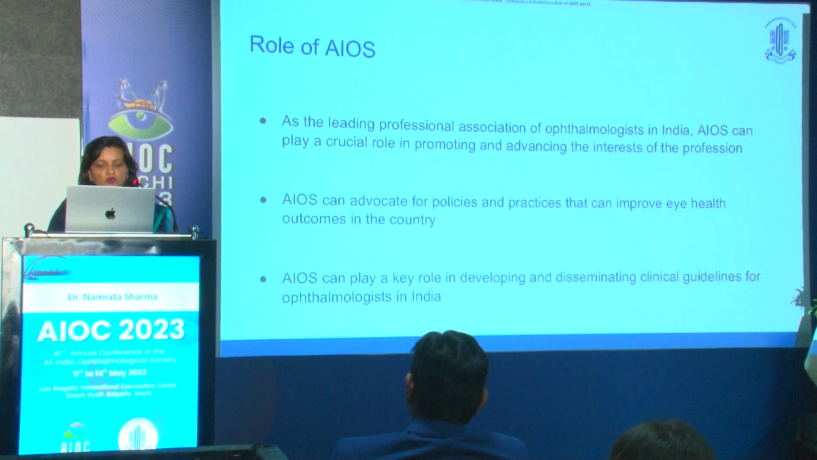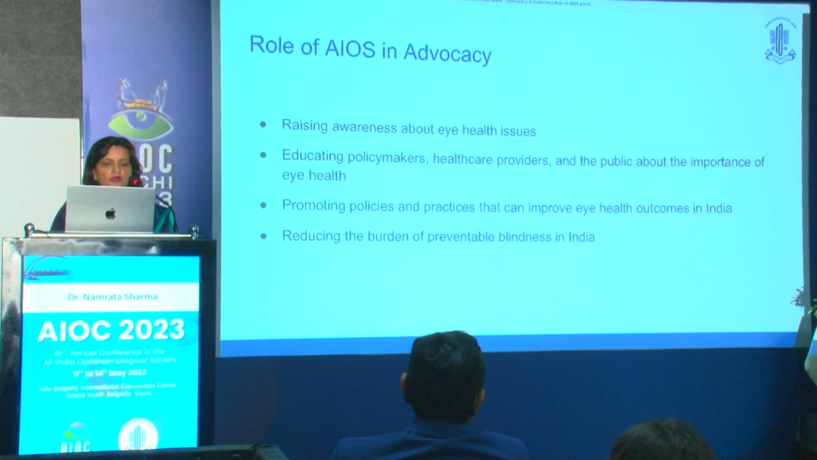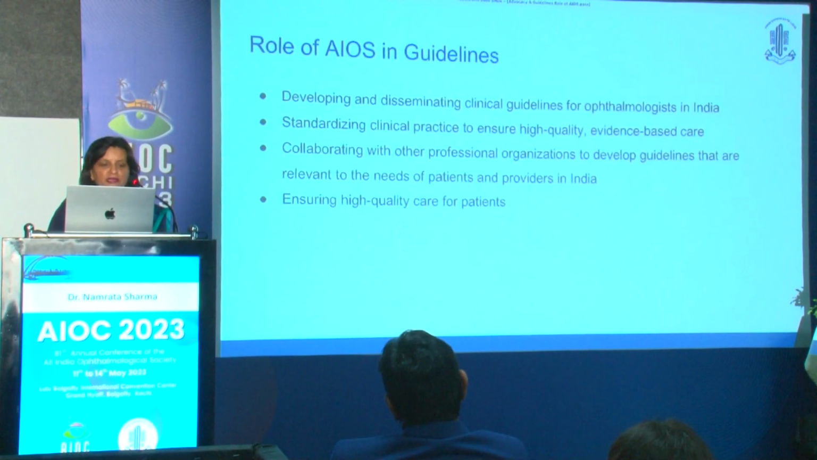AIOS does play a key role in developing and disseminating the clinical guidelines for ophthalmologists in India. As far as advocacy is concerned, it raises awareness about eye health issues. It educates the policymakers, the healthcare workers, and the public about the importance of eye health. It promotes policies and practices that can improve eye health outcomes in India, and also indirectly reduces the burden of preventable blindness. Now, we have been developing and disseminating guidelines.